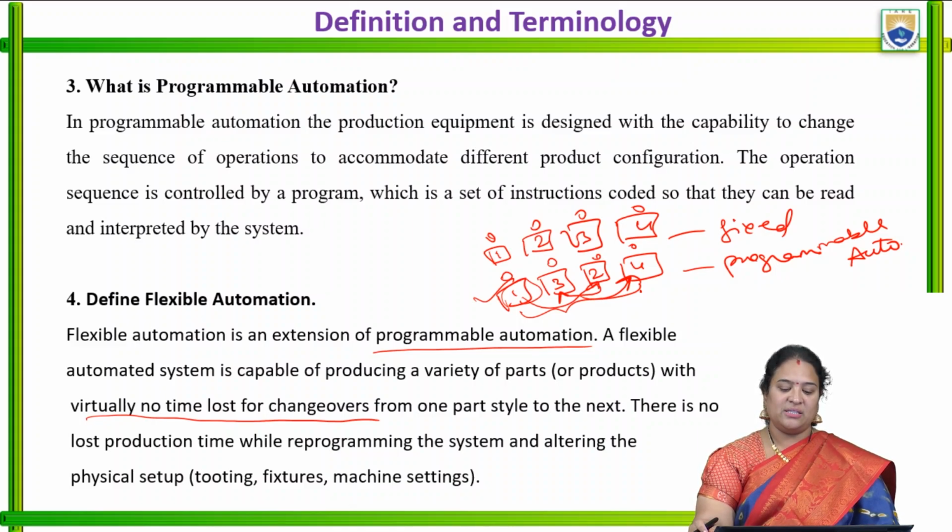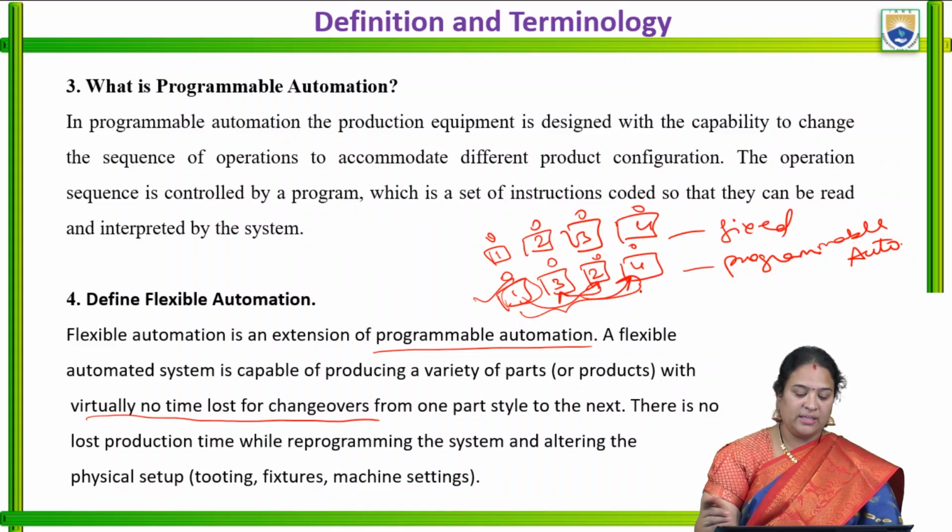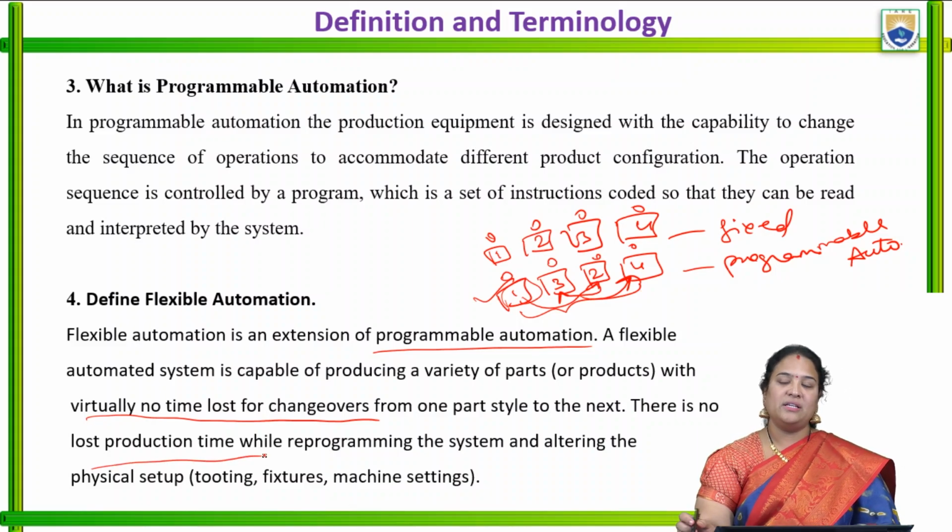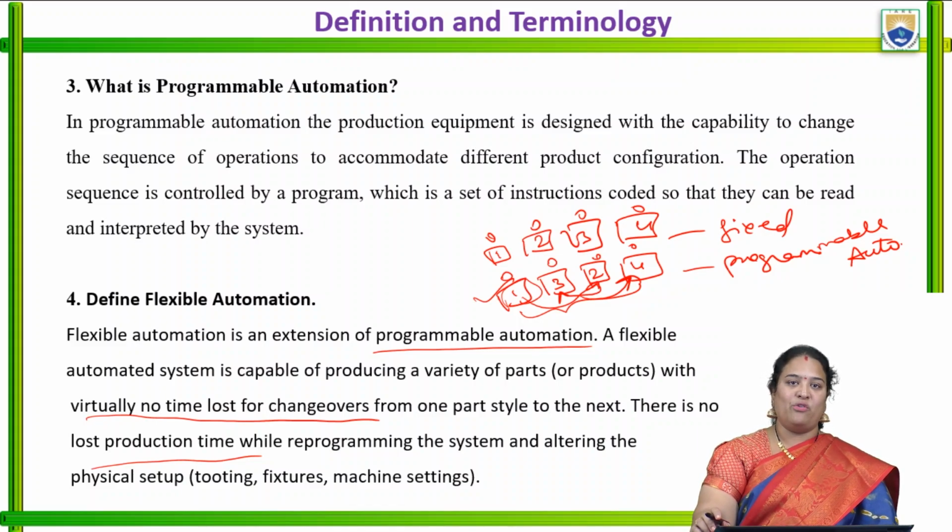So this particular flexibility will help in reducing the time consumption, producing a large number of products in large scale industries, and there is also no lost production time. That is, it doesn't take much time for changing its sequence of operation. Right? That is, it is flexible, where the machine automatically runs a particular operation depending upon the flexibility being given to the robot. Right? That is known as flexible automation.